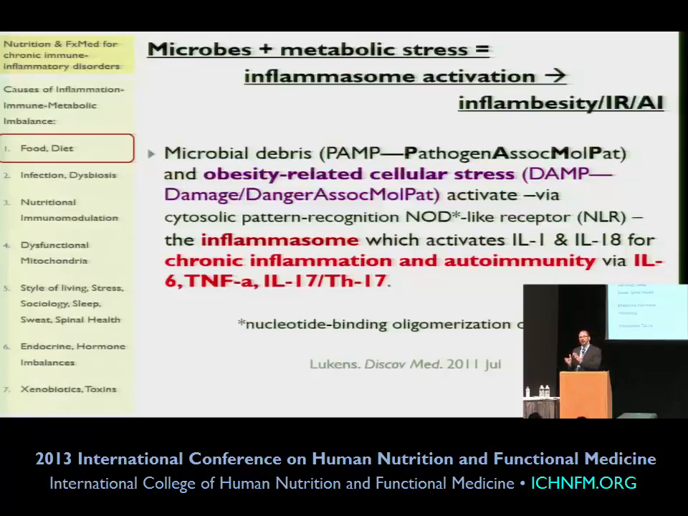Well, then the question we could ask is, what activates the inflammasome? And as you can see here, it's obesity-related cellular stress or danger-associated molecular patterns and pathogen-associated molecular patterns. So the combination of fuel overload and microbial infections, those are the main triggers of the inflammasome. Inflammasome is what processes cytokines to be inflammatory.